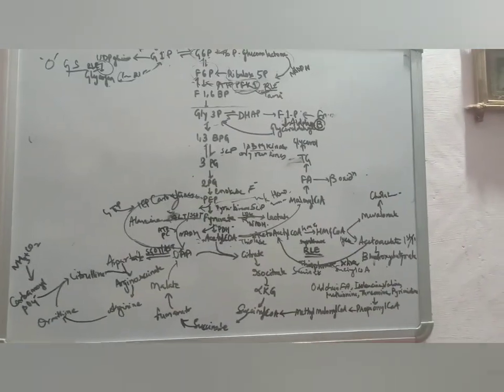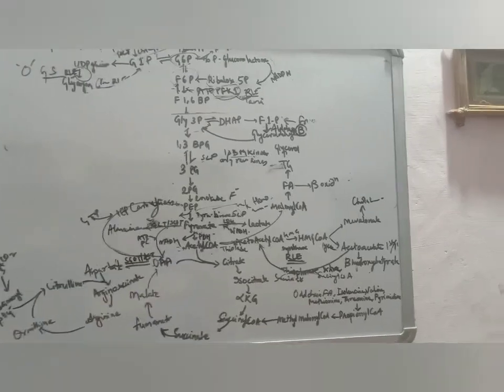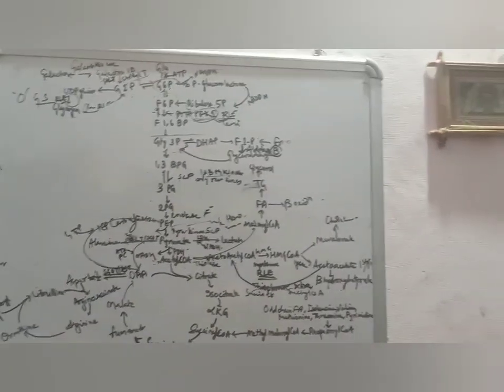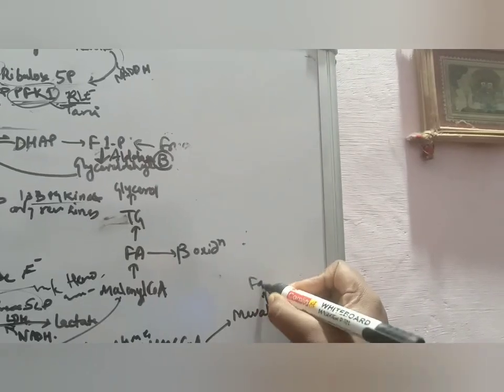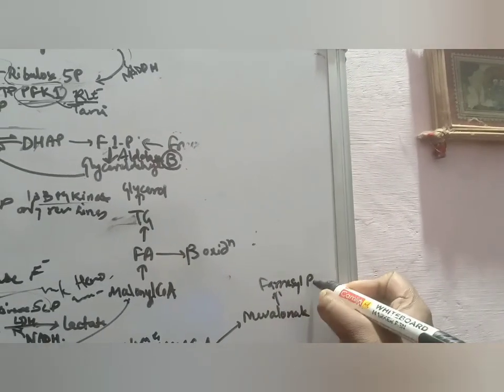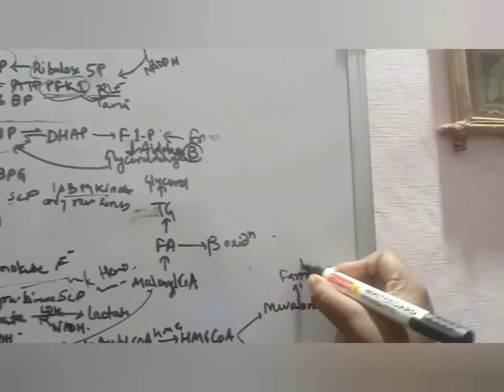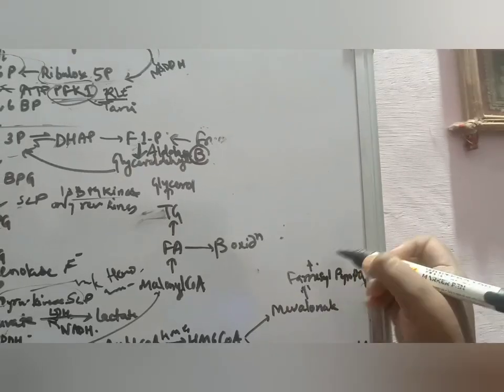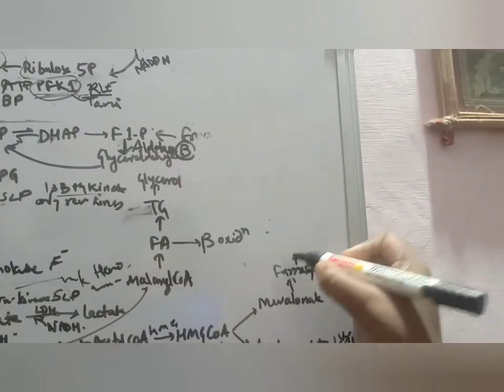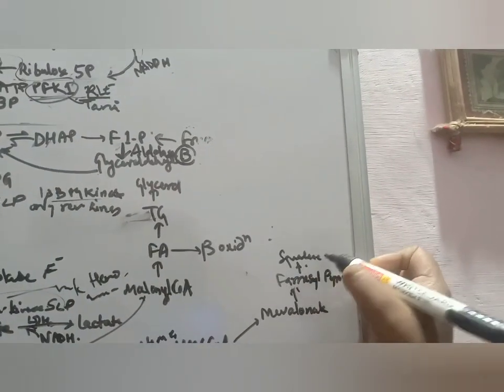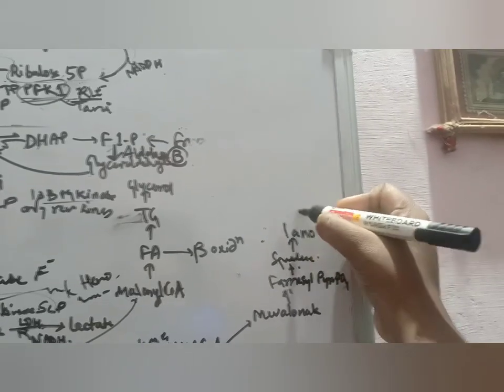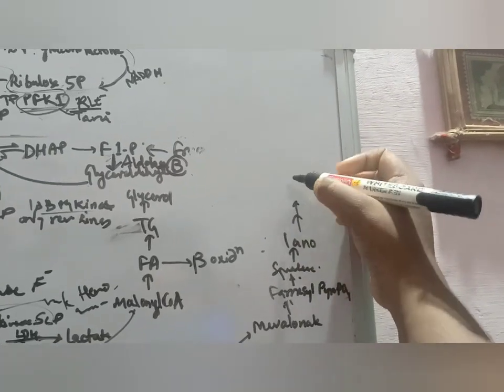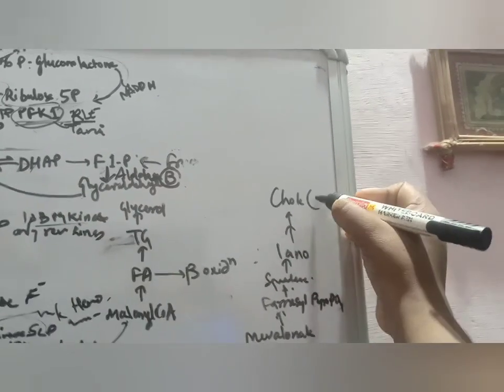Next, come to the other thing, HMG coenzyme A. Now where will it go? HMG coenzyme A will become mevalonate, and from mevalonate there is another compound, farnesyl pyrophosphate. Let me write it. From here it will form squalene. From squalene you will go to lanosterol, then ergosterol and so on, and then you will have cholesterol. This is a previous year question.